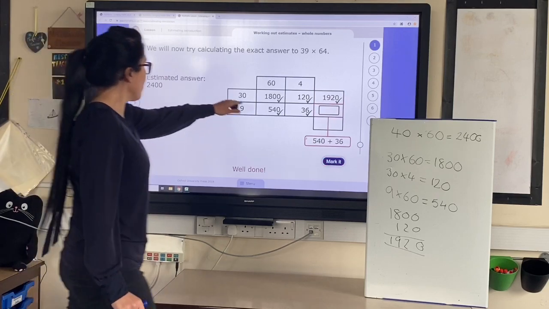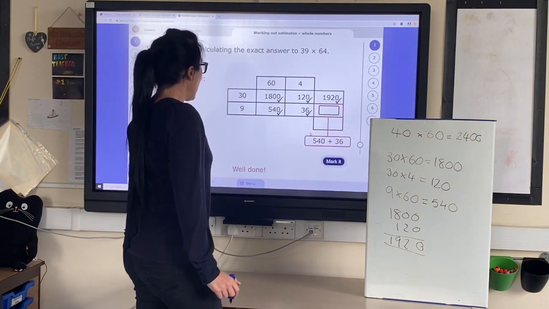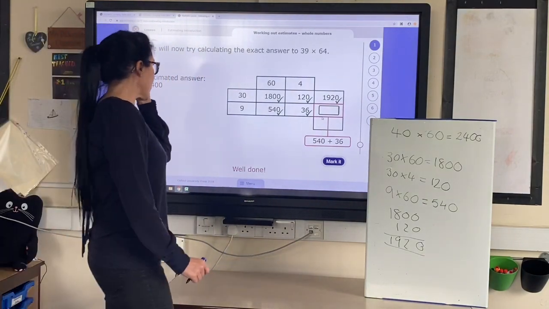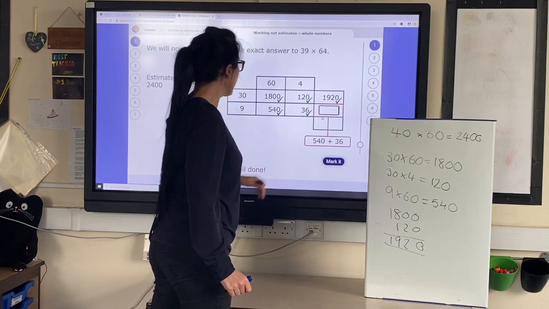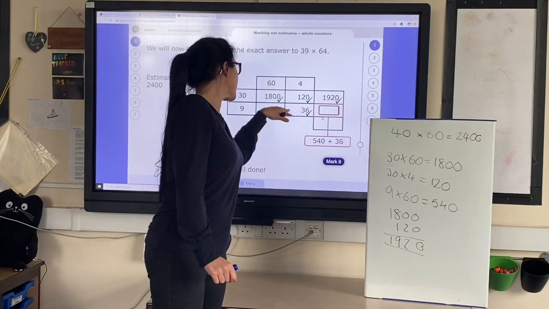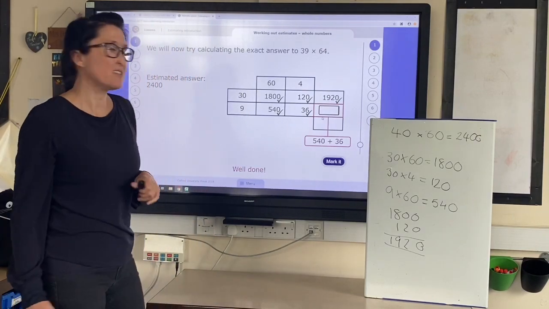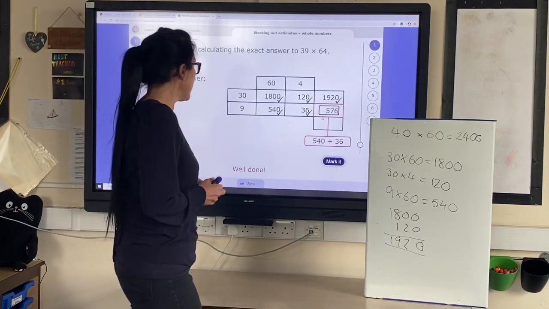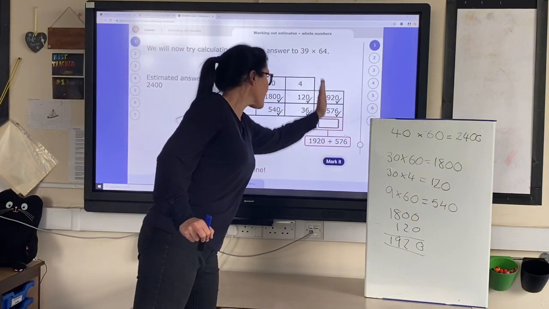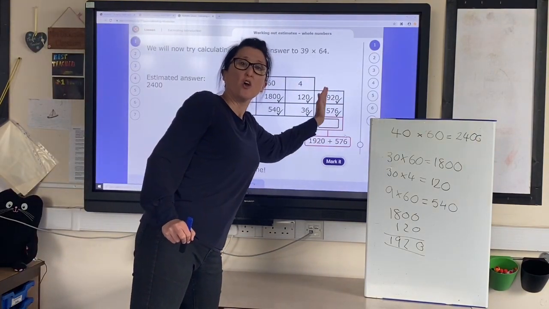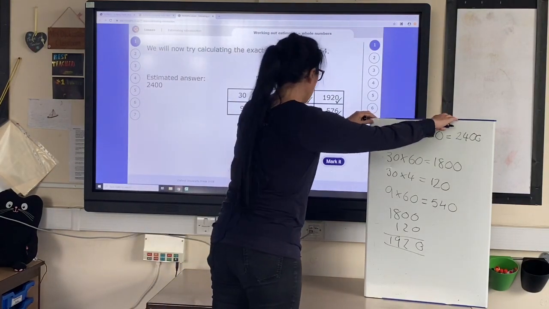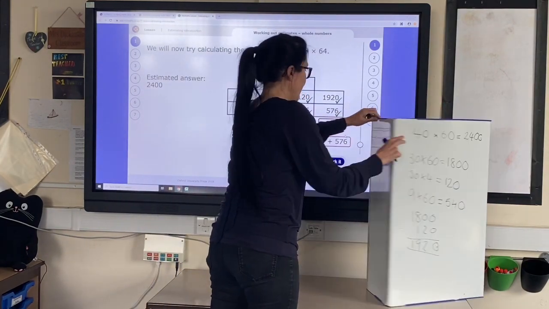Mark it, and then we've got 540, add 36. So I'm just going to do that in my head mentally now, because I know I've got 4 tenths and 3 tenths, which gives me 7 tenths. So 540 add 30 gives me 570, add 6 is 576. Okay, now we come right to this last column, and these are the last 2 numbers that we need to add together to get our final answer, which is 1,920, add 576.